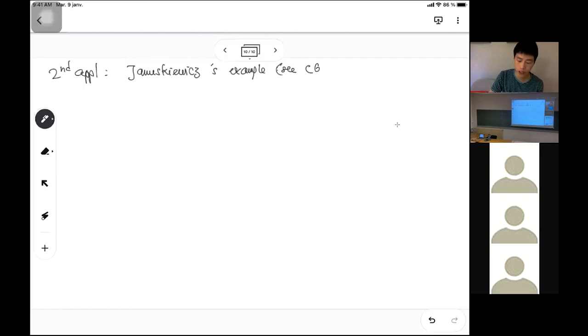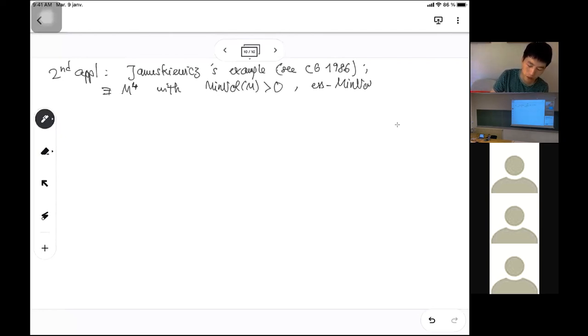For reference, you can see Cheeger and Gromov in the paper of 86. So what it says is that there exists a four-dimensional manifold that is closed, oriented, such that the minimal volume of M is positive, but the essential minimal volume is zero. And that's going to be the strangest, I think, example of these 4 days about collapsing theory.